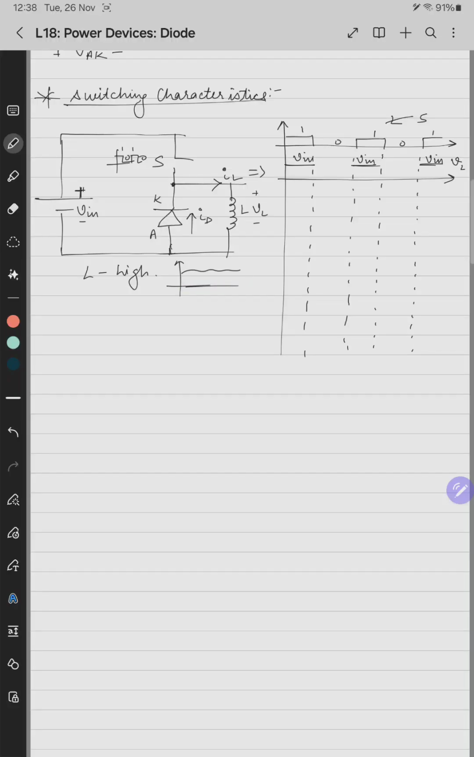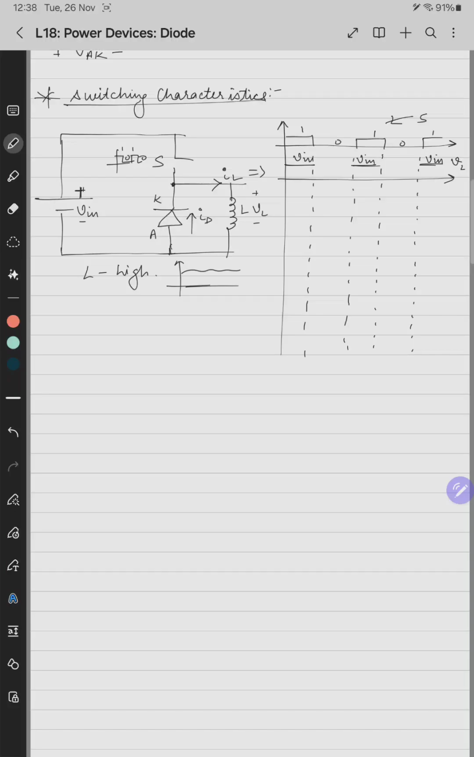More the inductance, more smoother will be the current waveform. So what happens in the case where the switch is off? Despite any positive voltage applied across the diode, it will be forced to turn on. Why? Because here the current in the inductor is being discontinued, and as the inductance is very high, the current will be very smooth. So what happens is the inductor current is changing suddenly, which should not happen ideally.